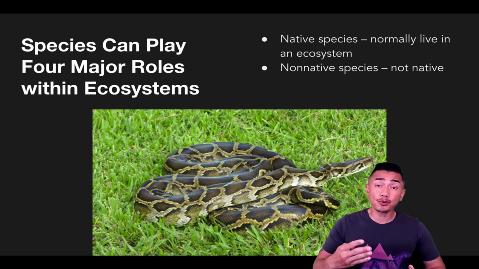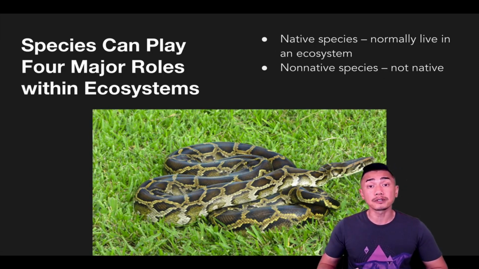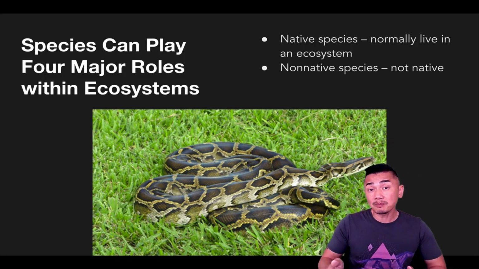Species can play 4 different roles in an ecosystem. They can be native species or normally found in a given ecosystem. They can be non-native species or not normally found in the ecosystem or not native to it. One example is shown here. This is the Burmese python. That's from Burma, but can be found now in Florida because it was released when pet owners didn't want to take care of them anymore.